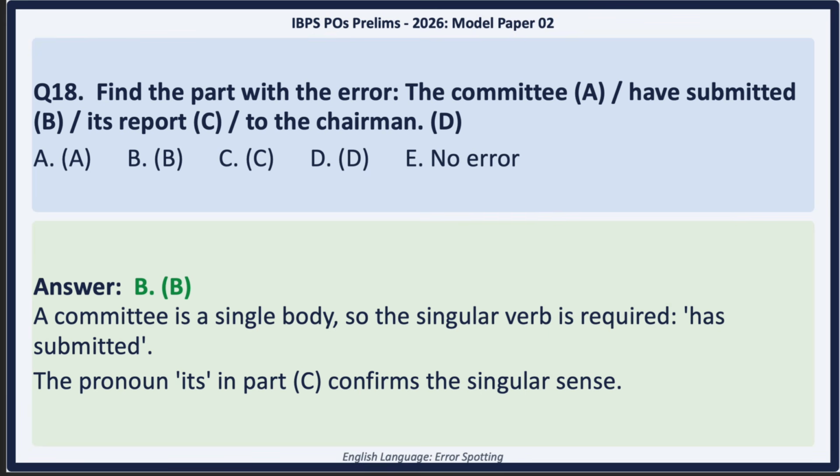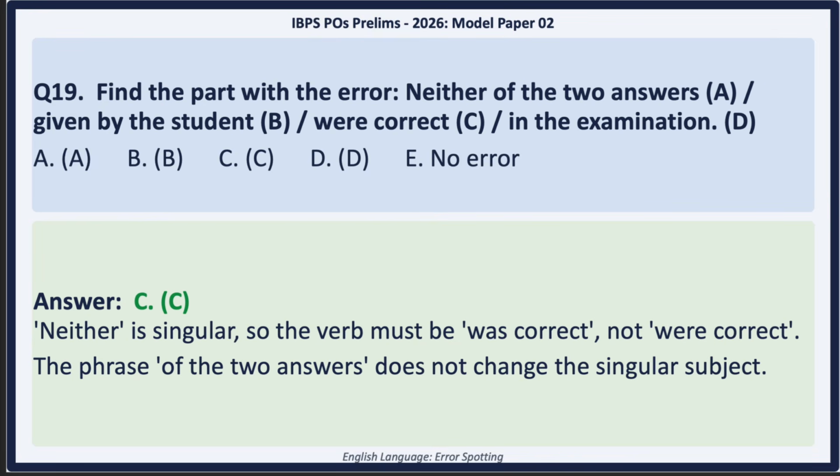Okay, question 19. Subject-verb agreement with distributive pronouns. Neither of the two answers given by the student were correct in the examination. My brain hears two answers, so were sounds perfect. And that is the cognitive trap. Your brain grabs the closest noun.